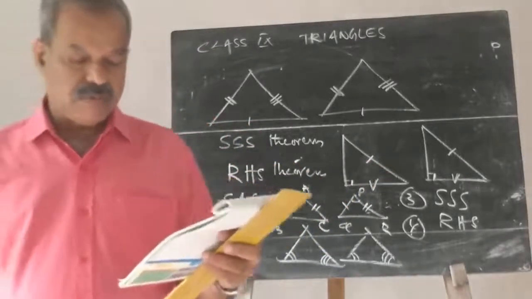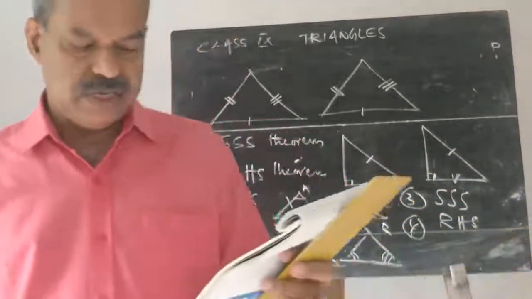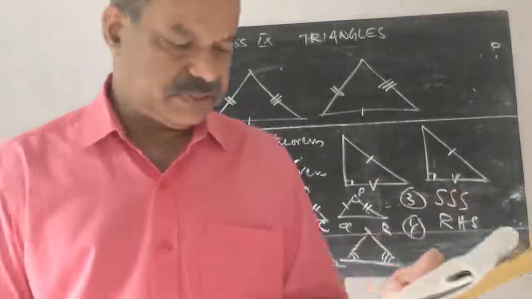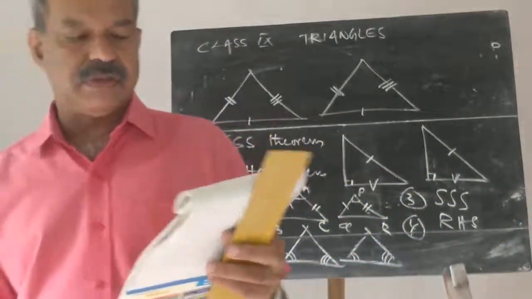Now, for more details, read textbook pages 120 to 128. Then do examples 4 to 8. Then exercises 7.2 and 7.3. Thank you.